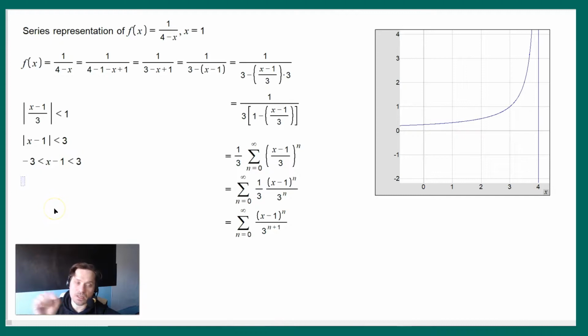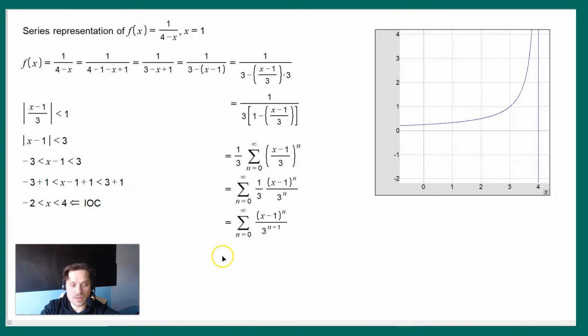And add 1 everywhere, so it's negative 3 plus 1 less than x less than 3 plus 1. Negative 3 plus 1 is negative 2, and 3 plus 1 is 4, so you have x between negative 2 and 4. This is then the IOC, the interval of convergence.